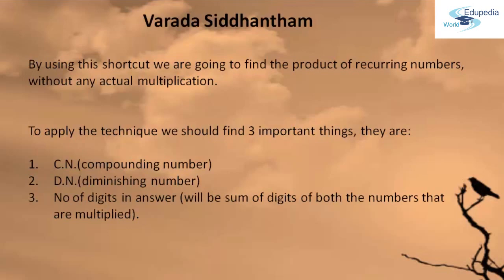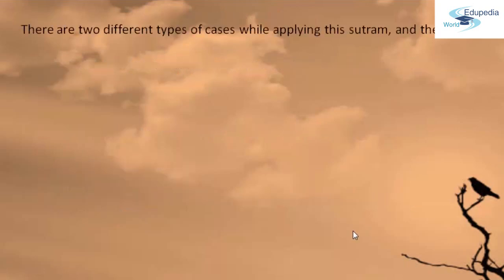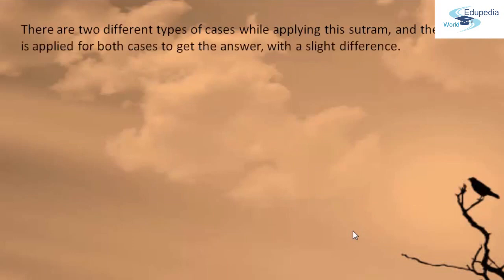It is found by adding the number of digits in both the multiplicand as well as the multiplier. Now moving further, we have two types of cases while applying this Varada Siddhantham Chudamani Sutra. The same process is done for both cases to get the answer, but with a slight difference. In this session, we are going to see what the first case is and how to solve it using this Sutram with a clear-cut example.